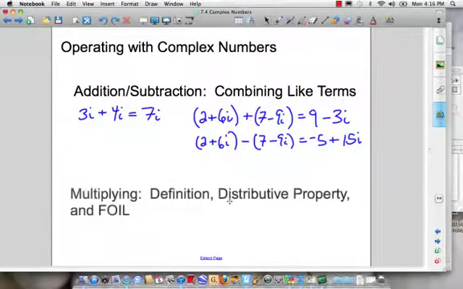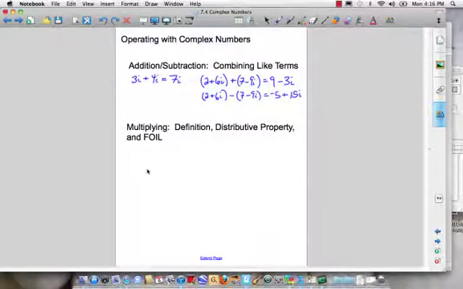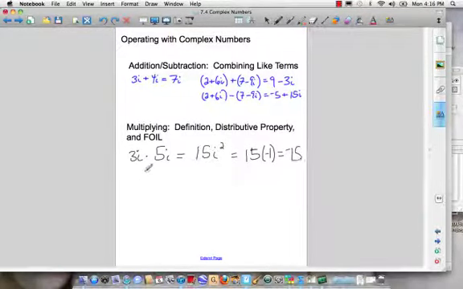Now, multiplying, you're going to use basically the definition of i, as well as the distributive property, and in some cases, FOIL. So for example, if you had to multiply 3i by 5i, well, again, think 3x times 5x is 15x squared. Well, this will be 15i squared. And then by definition, i squared is -1. So 15i squared is 15 times -1, or -15.